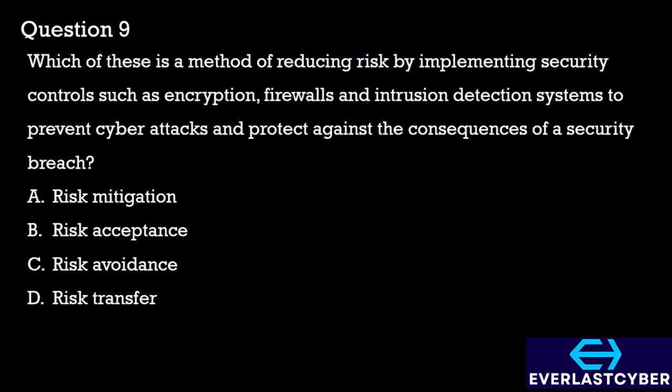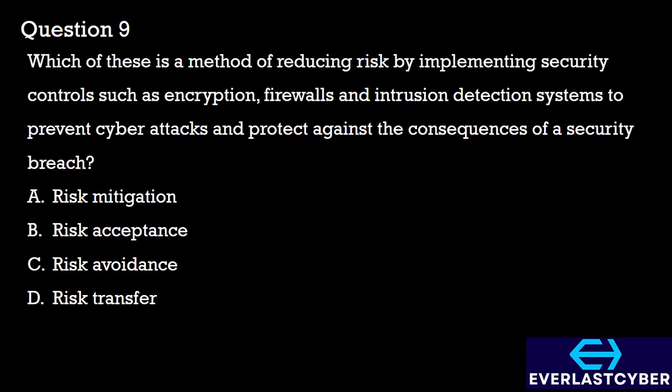Question 9. Which of these is a method of reducing risk by implementing security controls such as encryption, firewalls, and intrusion detection systems to prevent cyber attacks and protect against the consequences of a security breach? A. Risk mitigation. B. Risk acceptance. C. Risk avoidance. D. Risk transfer.